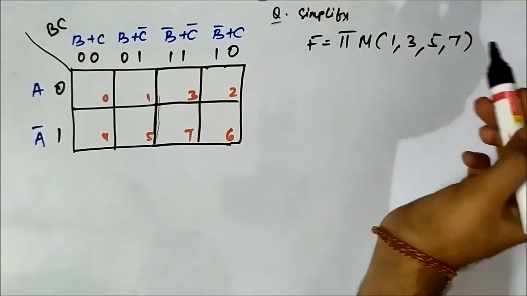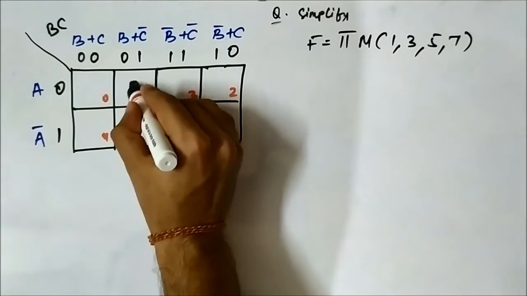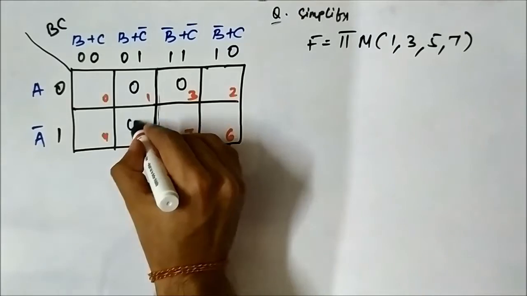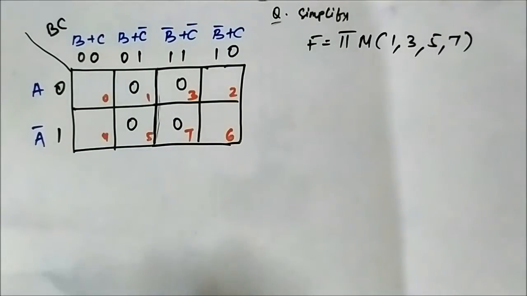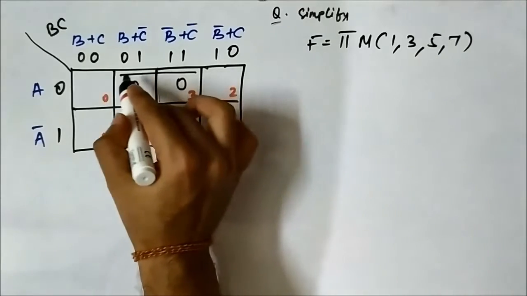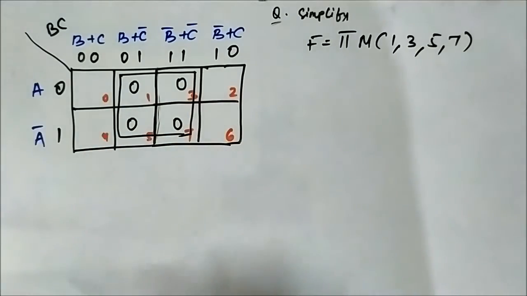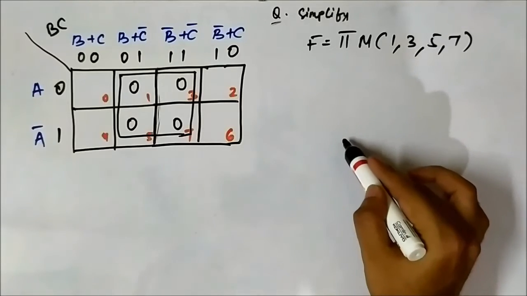1 3 5 7 max term form, so we'll mark the respective cells as 0. So these adjacent cells we can combine together to form a quad. Now you have to identify the common variables.